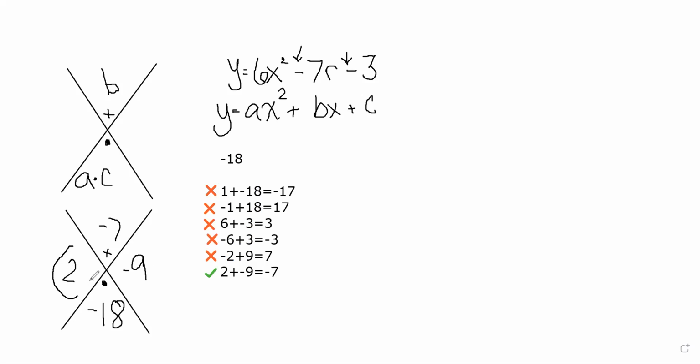Okay, here's where things start to change a little bit more. So far, the only thing that's been different from the other factoring is that we did a times c instead of just c, right? So instead of just writing x plus 2, x minus 9 as our factors, which would not work, we have to do a couple extra steps. So my original is 6x squared minus 7x minus 3. I'm going to rewrite that.